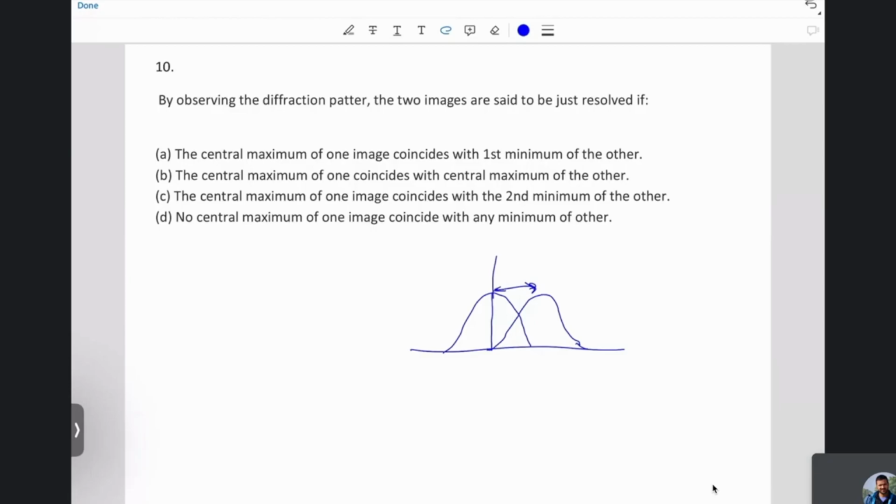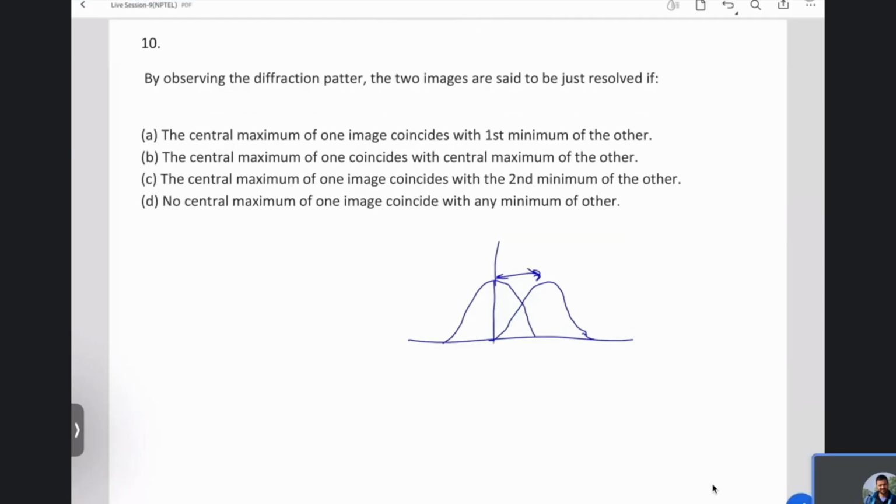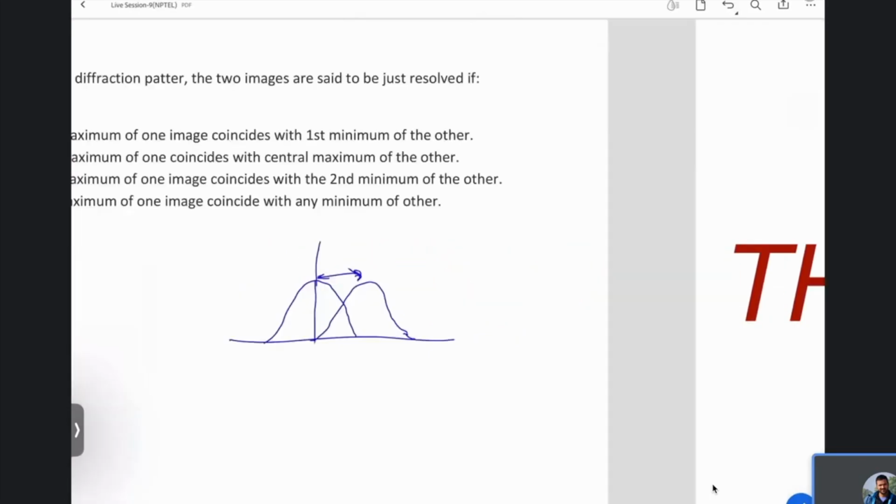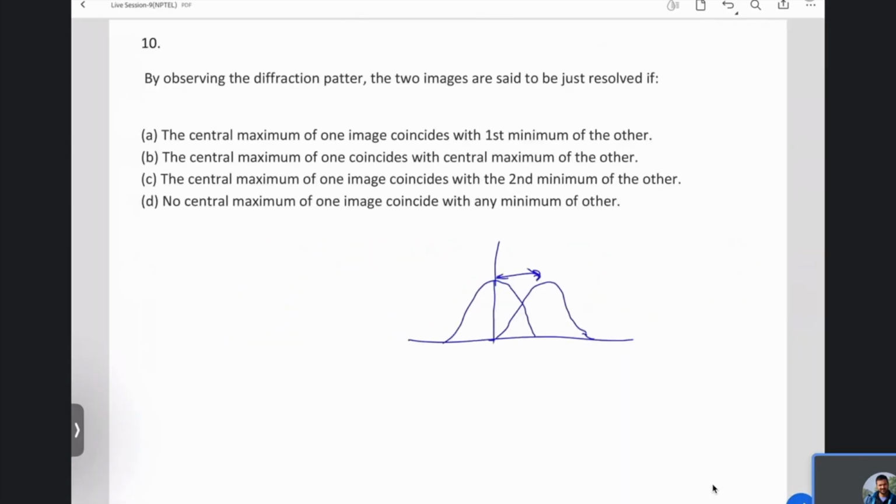Okay, so that was the last problem that I had to do. The problems were really simple.